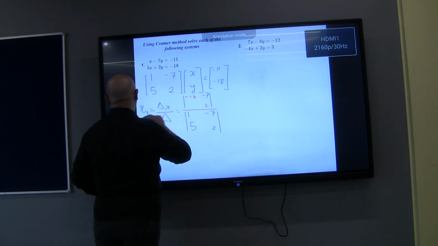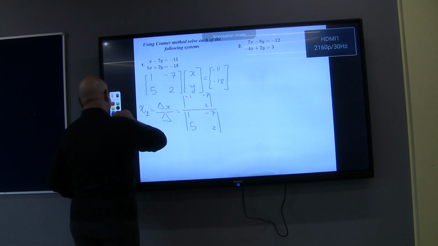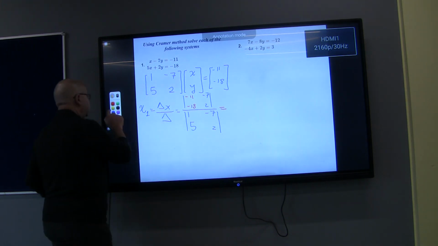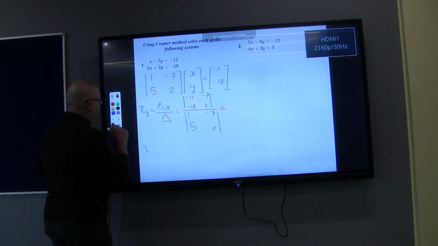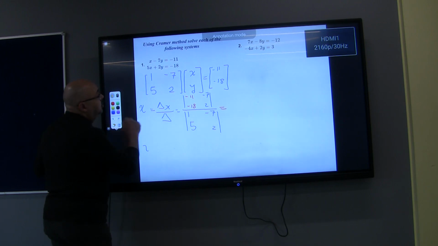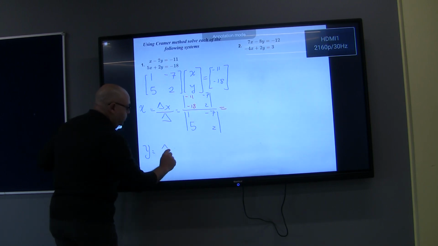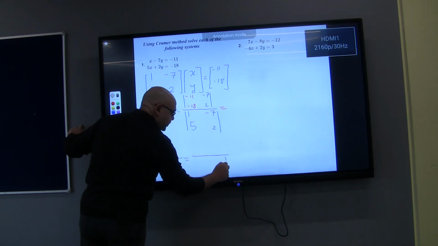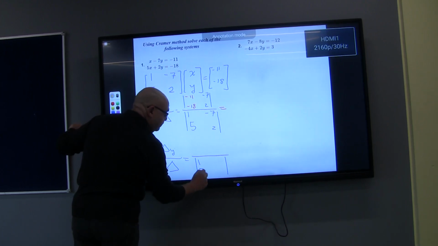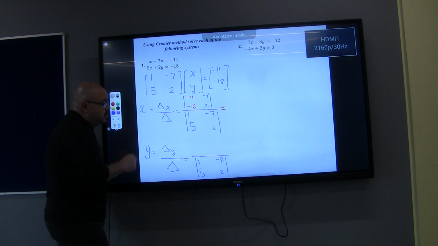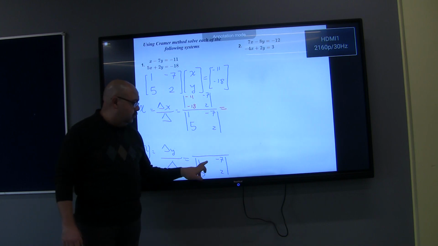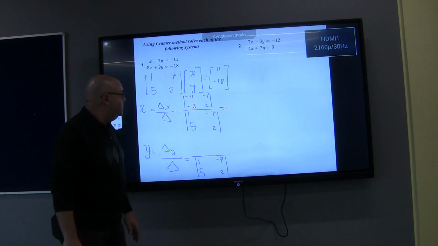In the denominator, 1, 5, -7, 2, the same as above, with just one slight difference in the numerator: you will have -11, then -18. In a similar manner, for the variable y, it's going to equal delta y over the coefficient matrix delta. So in a similar manner, same denominator: 1, 5, -7, and 2. Please, at all times, try to recheck the numbers. Sometimes, if you don't write them with enough spacing, you may mix up a sign or something. So please be sure about that.